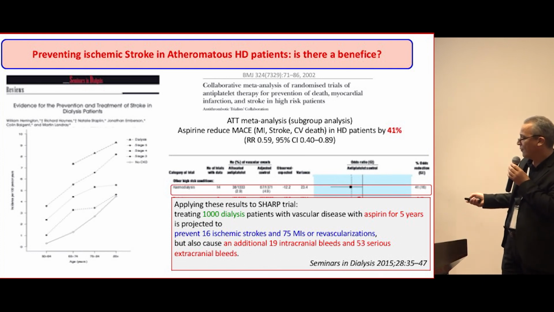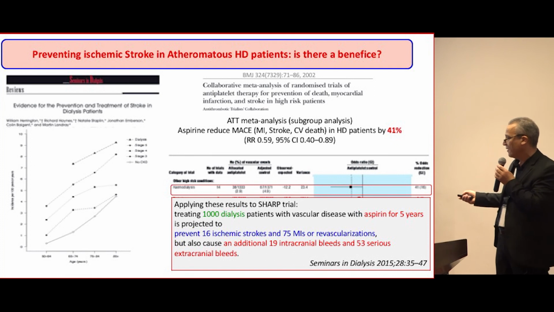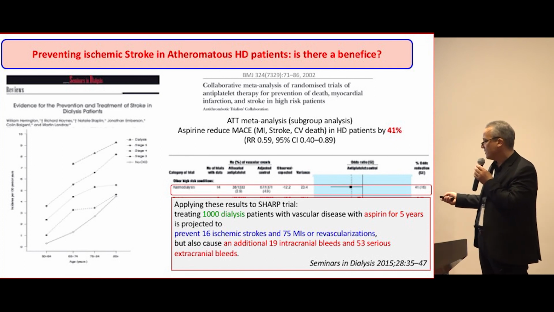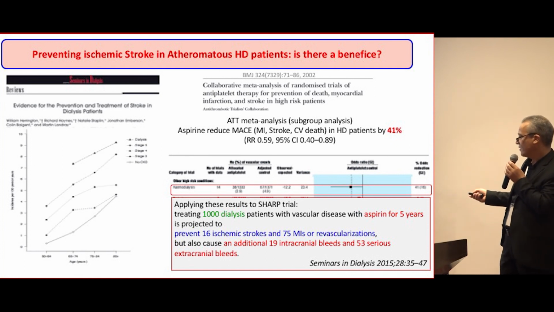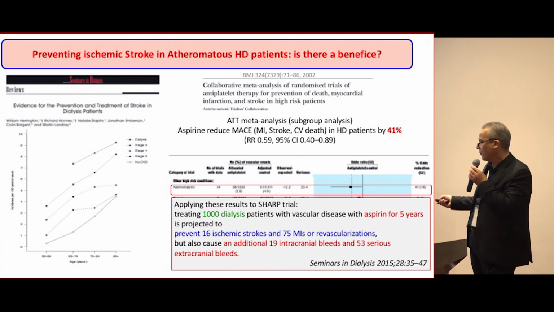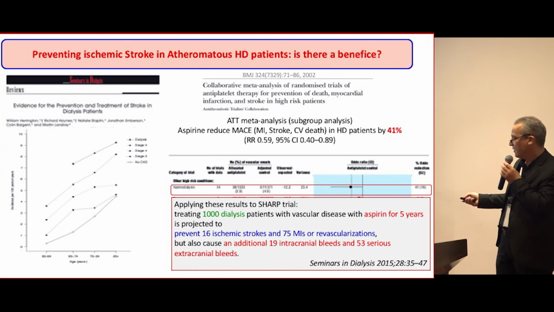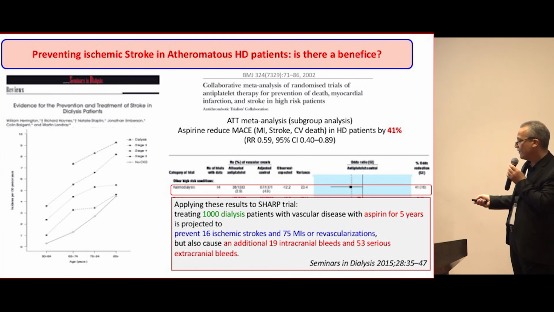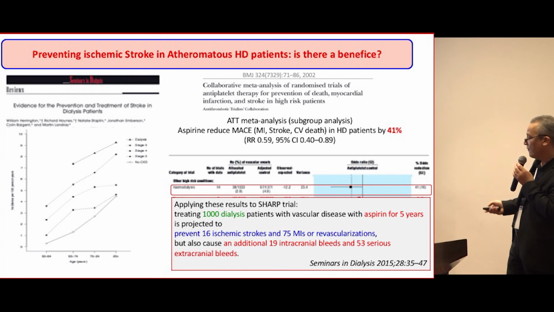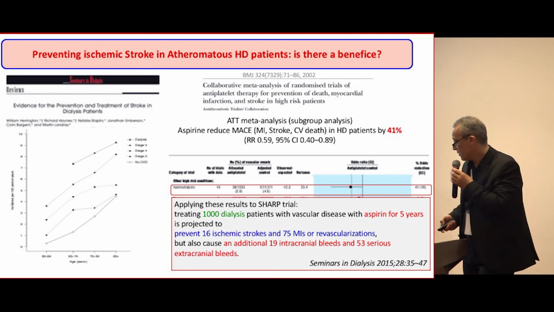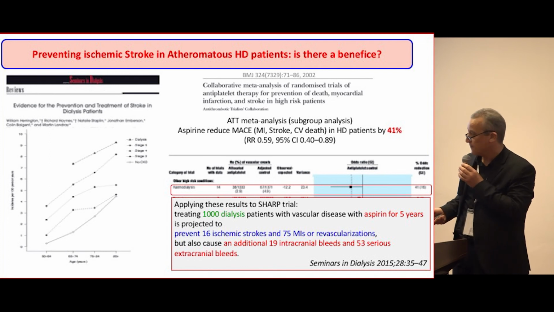And if you apply this result to the SHARP trial, treating 1,000 dialysis patients with vascular disease with aspirin for 5 years is projected to prevent 16 ischemic strokes and 75 myocardial infarctions or revascularizations. However, it would cause 19 intracranial bleeds and 53 serious extracranial bleeds.